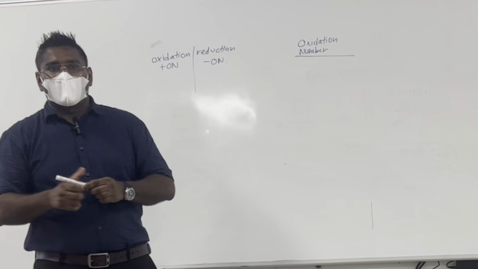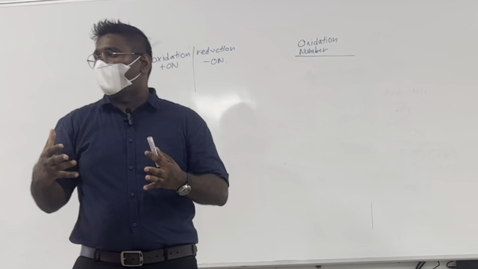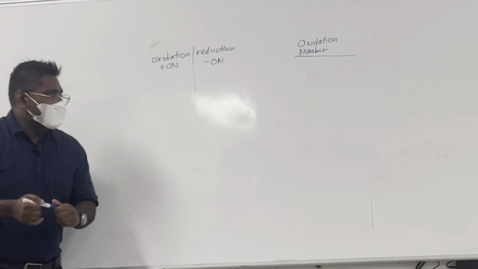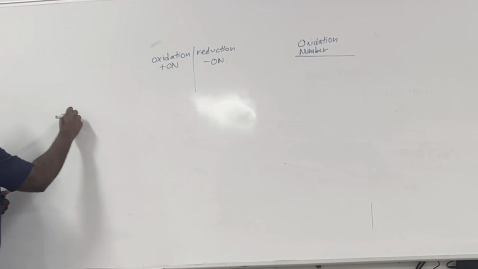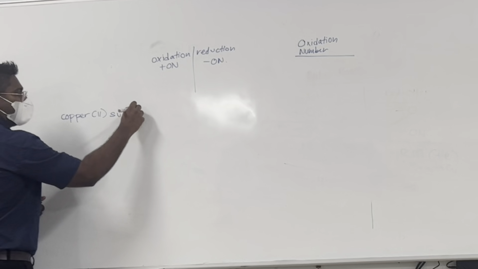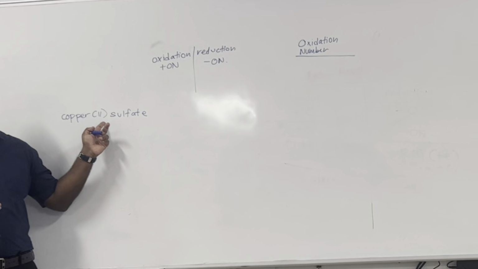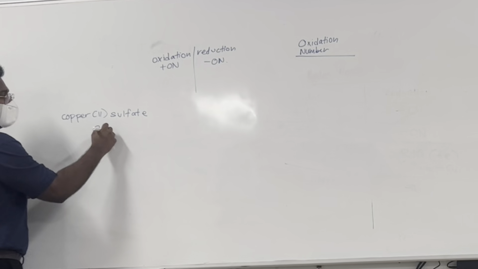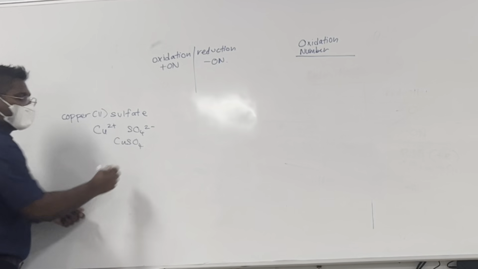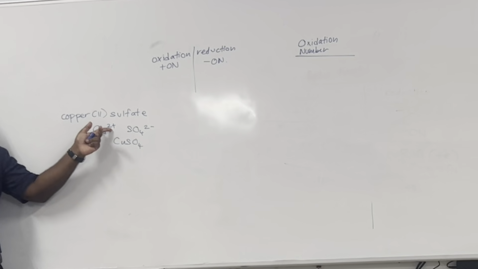Now, oxidation number is not something that is very new. You would have seen it many times. I'll give you one example. When we say copper 2 sulfate, this number 2 indicates that copper has Cu2+, sulfate is 2-, then you write down CuSO4, because the number 2 tells you about 2+.